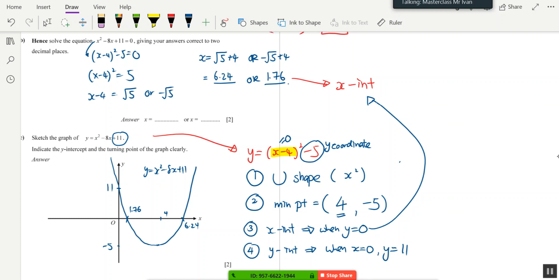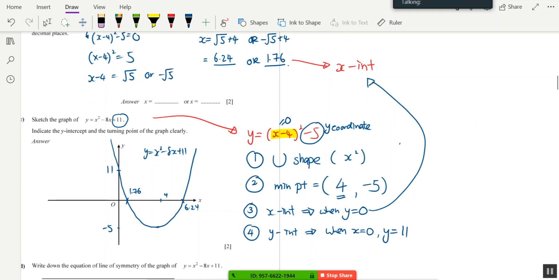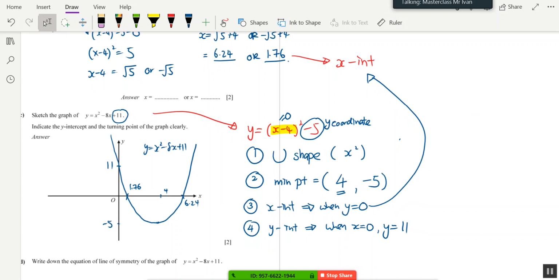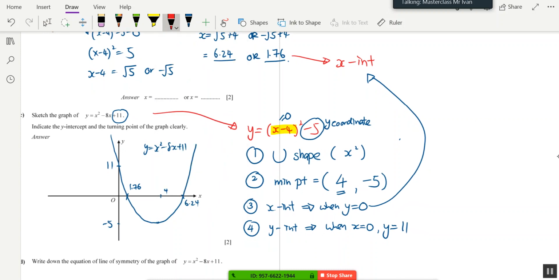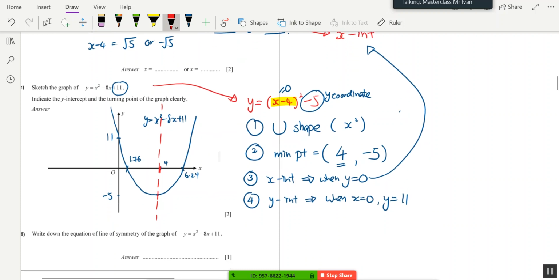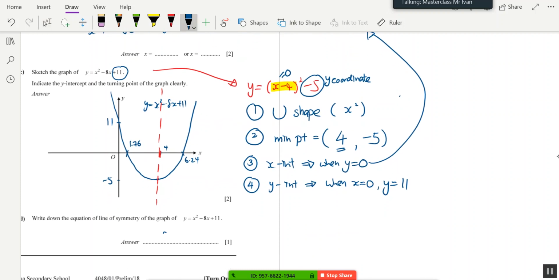Okay, so always remember, after you do complete the square, it will always tell you the turning point. It can be a minimum point, it can be a maximum point. And the last one, they want line of symmetry. Where is the line of symmetry? The line of symmetry is always at the turning point there. So the turning point is here, so this is the line of symmetry. It will cut at where? It will cut at x equals 4, right? So the line of symmetry is? X equals 4. Well done.